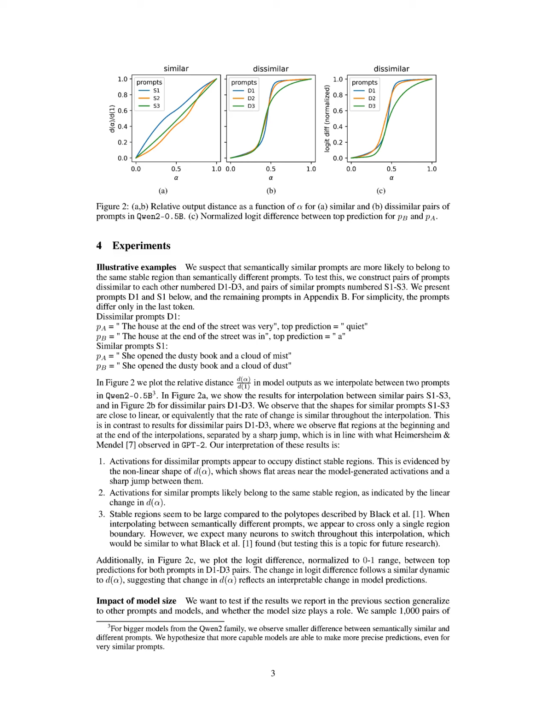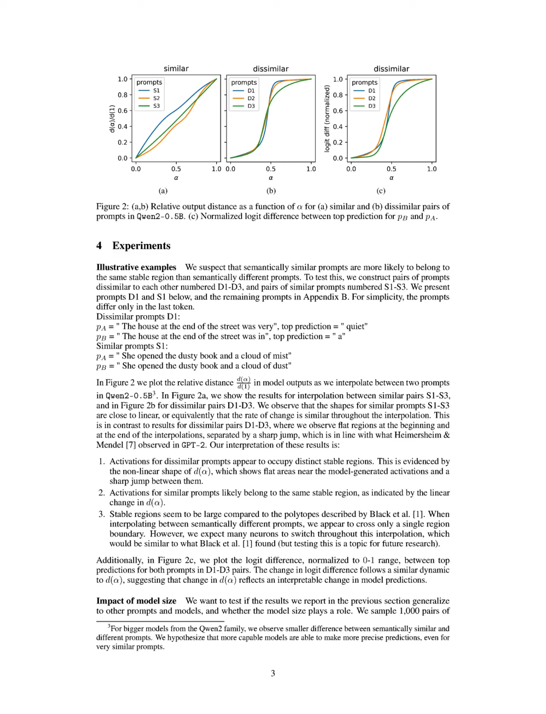In our experiments, we constructed pairs of prompts to illustrate the activation interpolation, specifically using dissimilar prompts D1 and similar prompts S1. For dissimilar prompts D1, "the house at the end of the street was very" and "the house at the end of the street was in", we observed a nonlinear change in the model output as we interpolated between their activations. This resulted in a flat region at the beginning and end of the interpolation, with a sharp jump in the output, indicating that these prompts occupy distinct stable regions.